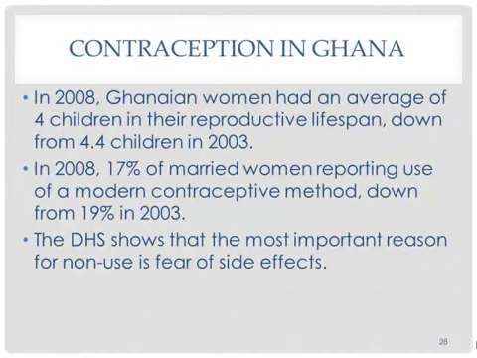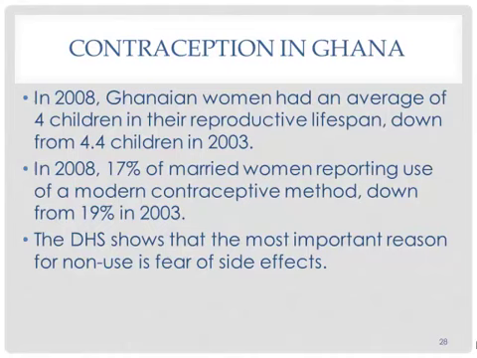What we don't see is what's happening with contraceptive use. So in 2008, 17% of married women reported using a modern contraceptive method, down from 19% in 2003. And while the percentages of difference are small, the trend is a little bit concerning.